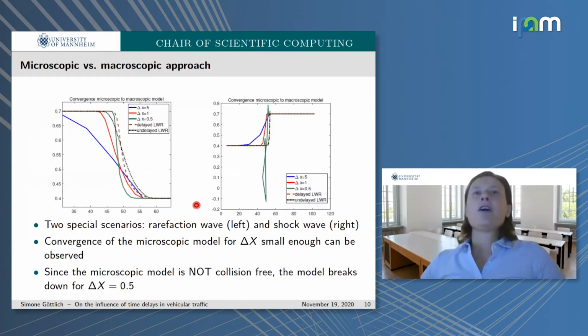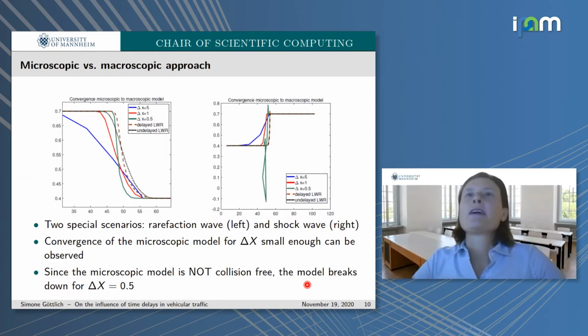So what does it mean if we compare the microscopic versus the macroscopic approach? I don't want to give you too many details of the discretization here. Let's think of some forward discretization in terms of ODEs, or a standard discretization of the LWR model. And let's consider the two special scenarios here. On the left, you see something called the rarefaction wave, and on the right, you see the shock wave.